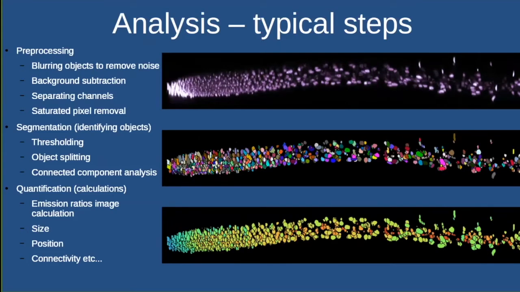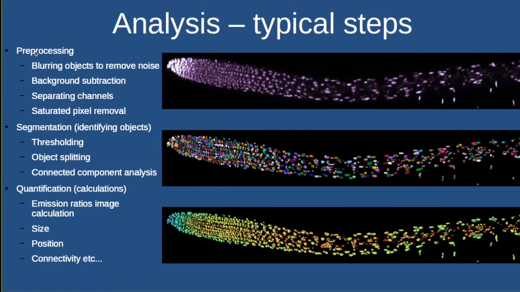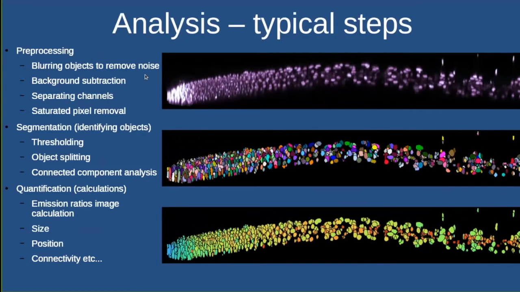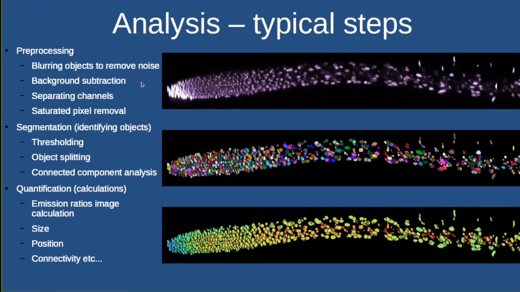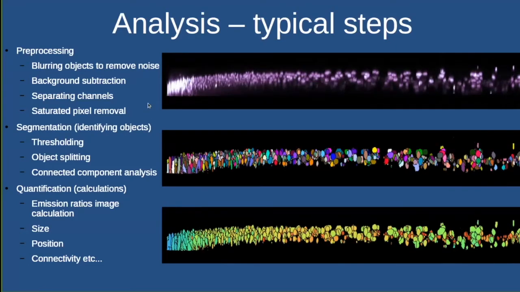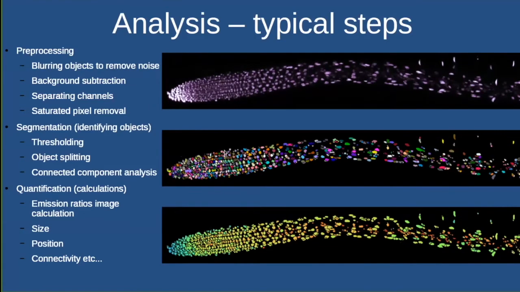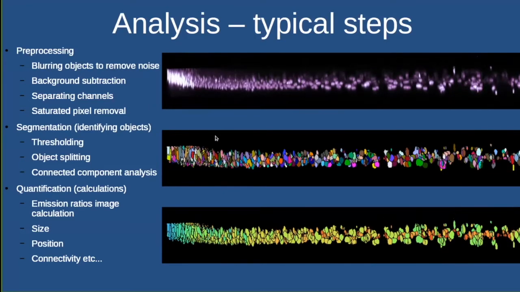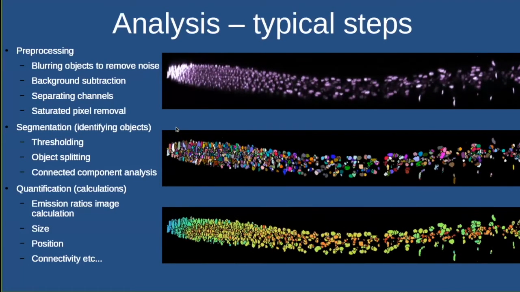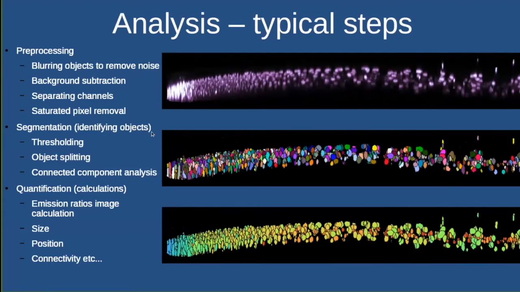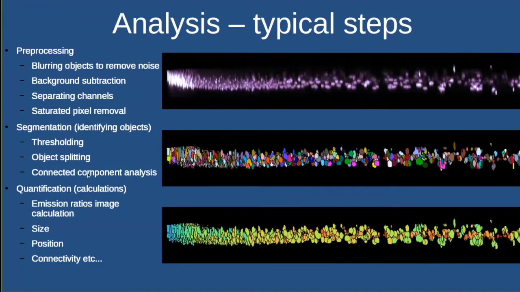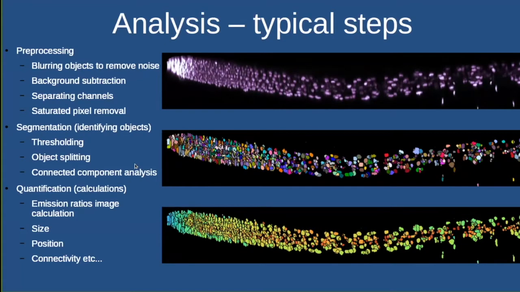A typical analysis pipeline consists broadly of pre-processing, segmentation, and quantification steps. So you might blur objects to remove noise, perform a background subtraction, separate out different channels, remove hot saturated pixels. Then you want to separate out your objects from the background. This is called segmentation. This is important so that you're not analyzing artifacts. A typical thing might be thresholding, object splitting, connected component analysis.